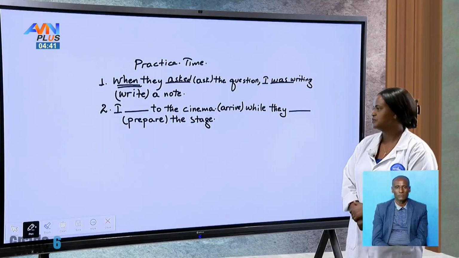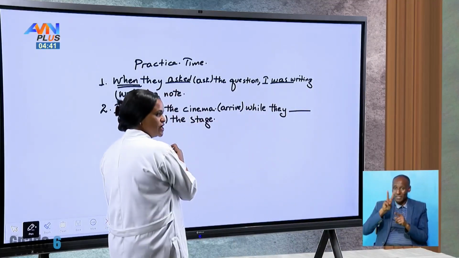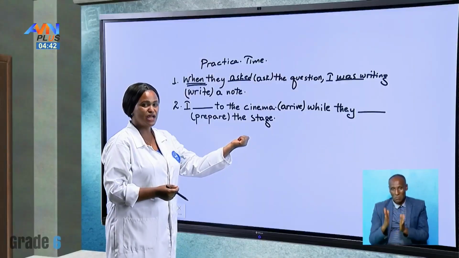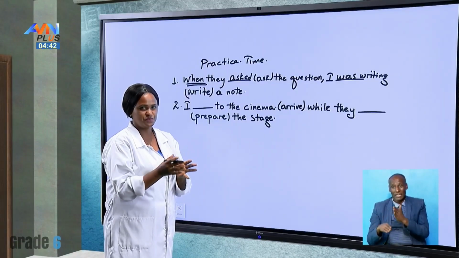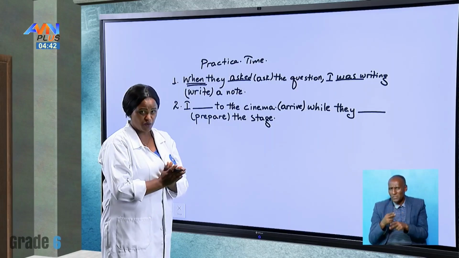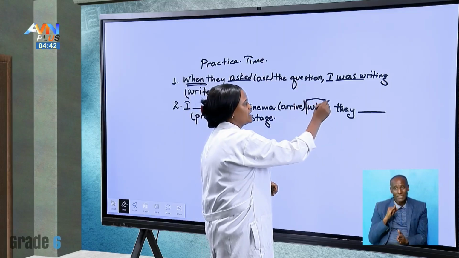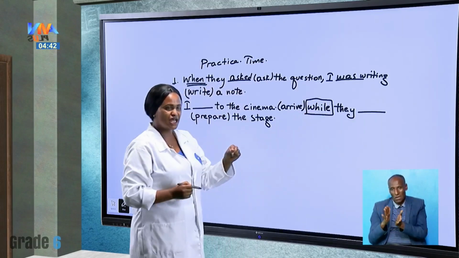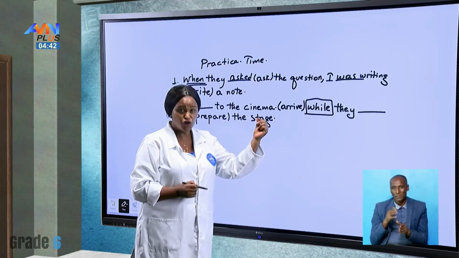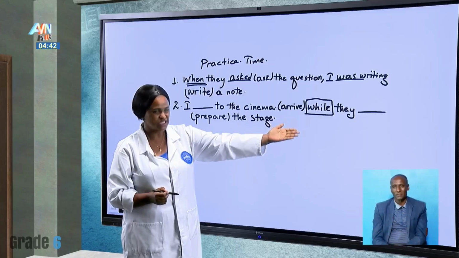Let's do it together. I (blank) to the cinema, arrive is our verb, while they prepare the stage. Which one do you think is the short action? Is it the first one or the second one? We have a clue now. In this sentence, our clue is what? This conjunction, while. Yes? Because earlier, what did we say? We said while is followed by a continuous or a long action. So, the second one obviously is what?